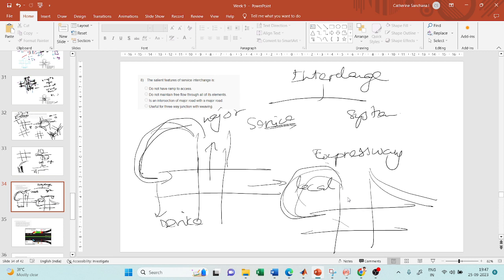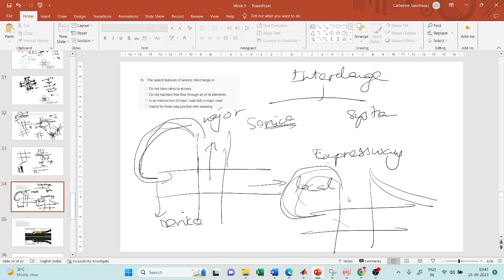It is between the connection. The difference is only between the connection. Connection as in, major and major, it is connected. If it is a major road connected with a major road, it is a system interchange. If it is a major road connected with a local road, it is called a service interchange. That's the only difference, no?